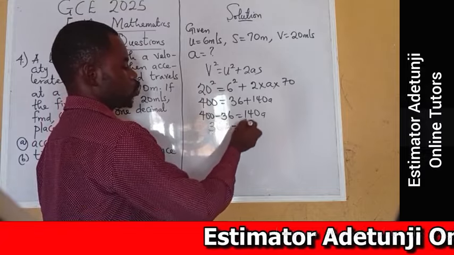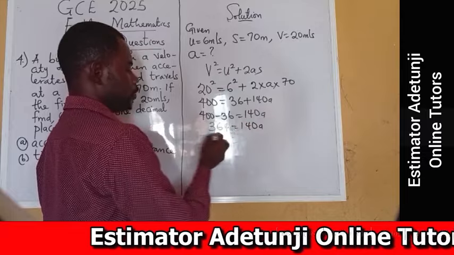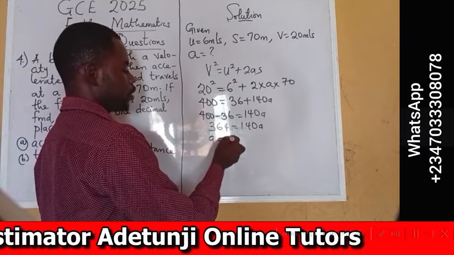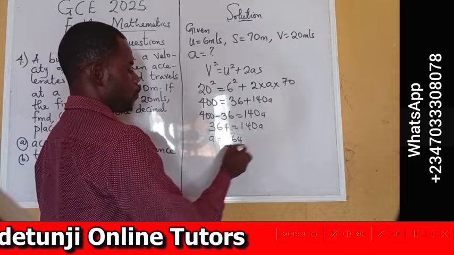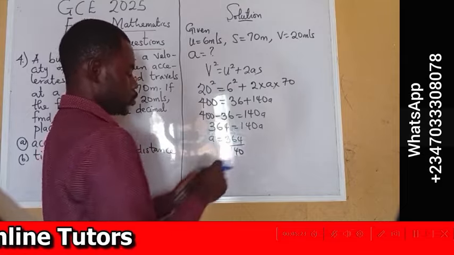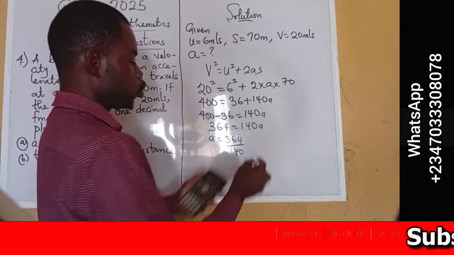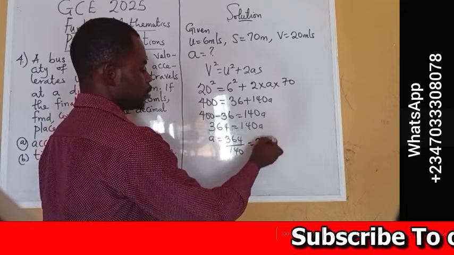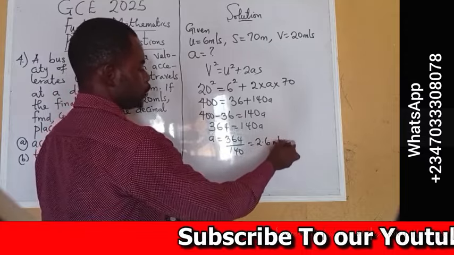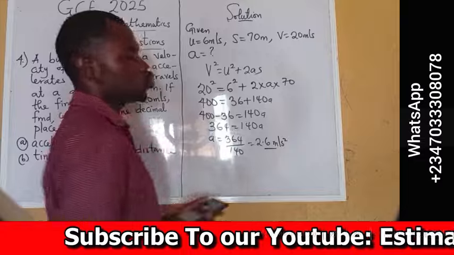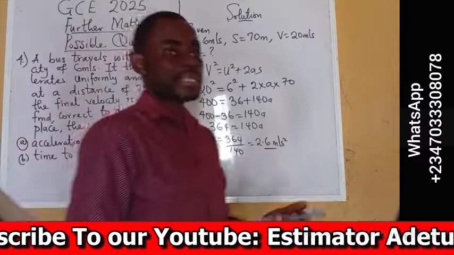364 equals 140a. Divide both sides by 140. We have 364 over 140, so 364 divided by 140 gives us 2.6. That is, the acceleration of the journey is 2.6 meters per second squared.